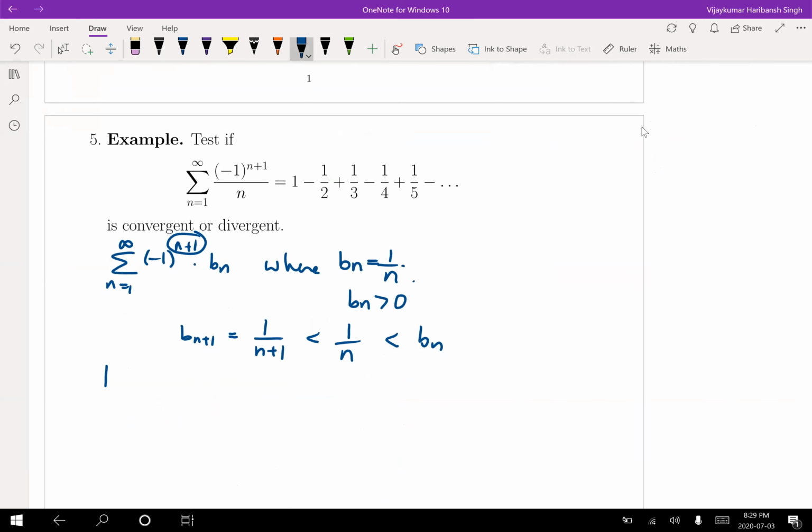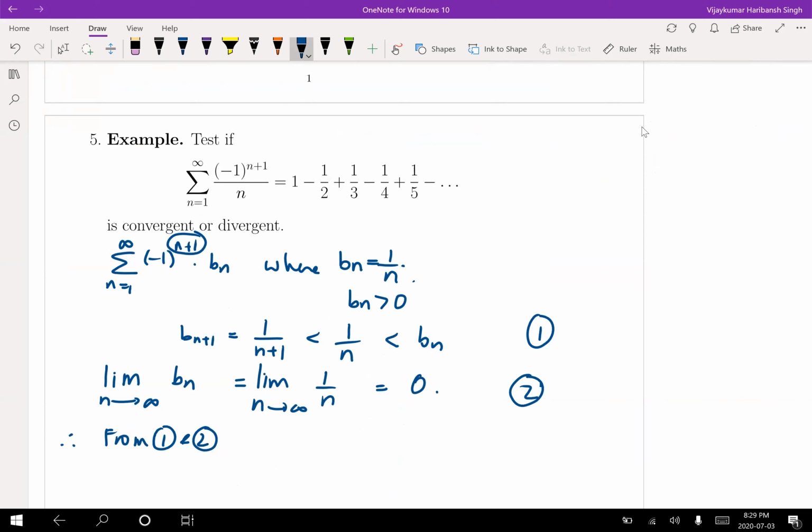Second condition, the limit, so condition 1 is satisfied. What is the limit as n goes to infinity of Bn? This is the limit as n goes to infinity of 1 over n, and as n goes to infinity, 1 over n goes to 0. So both the conditions are satisfied. Therefore, from 1 and 2, we get that the summation of minus 1 to the power n plus 1 divided by n converges.